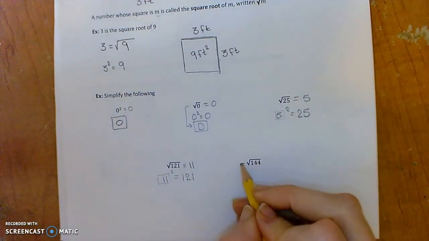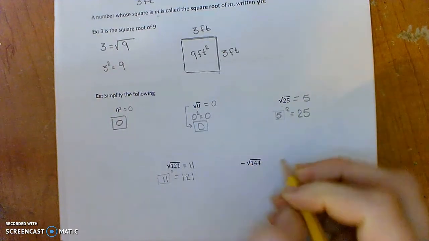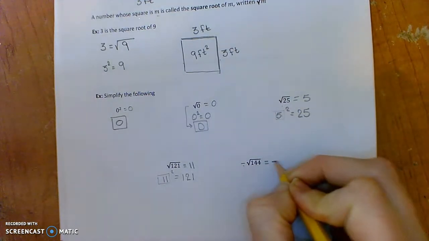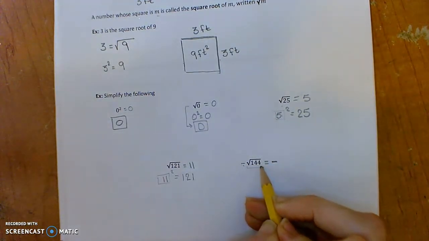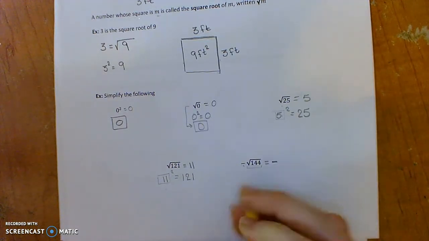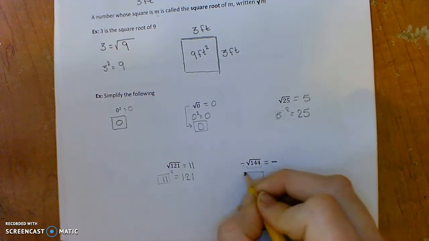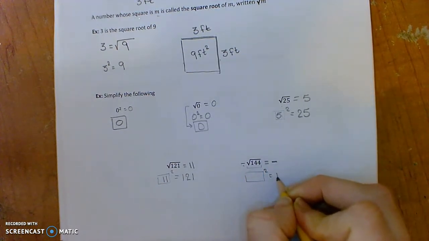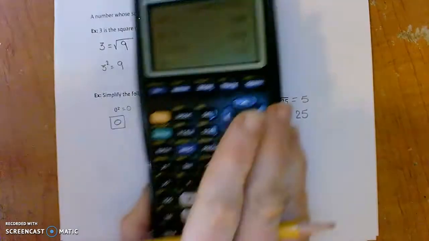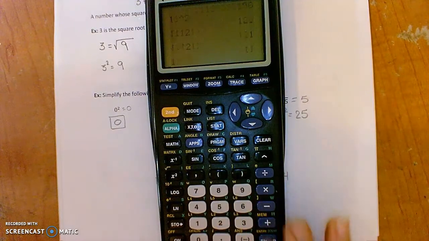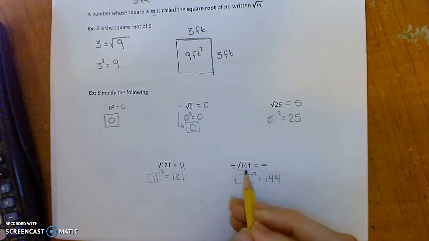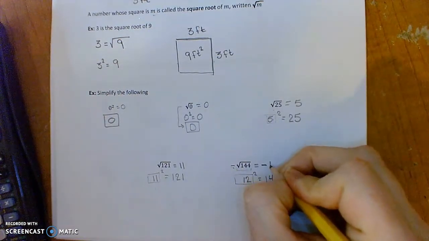All right, now let's do negative square root of 144. Whatever that's going to be, the negative is outside of the square root. So I'm going to think of what's the square root of 144 and then put the negative sign on the outside. What number squared gives us 144? It's got to be bigger than 11, so we try 12. 12 squared is 144. So negative square root of 144 is negative 12.